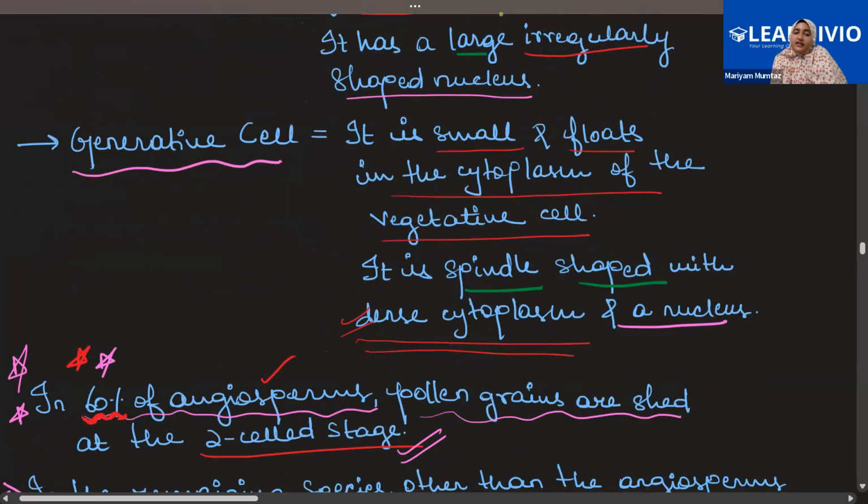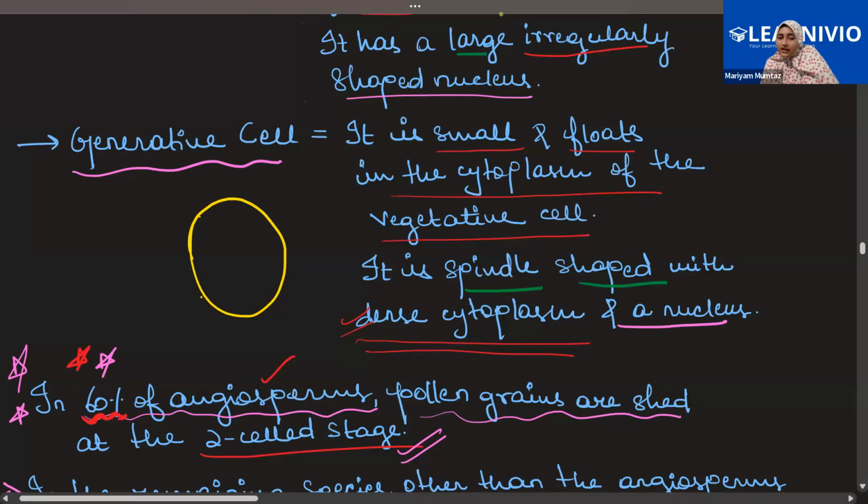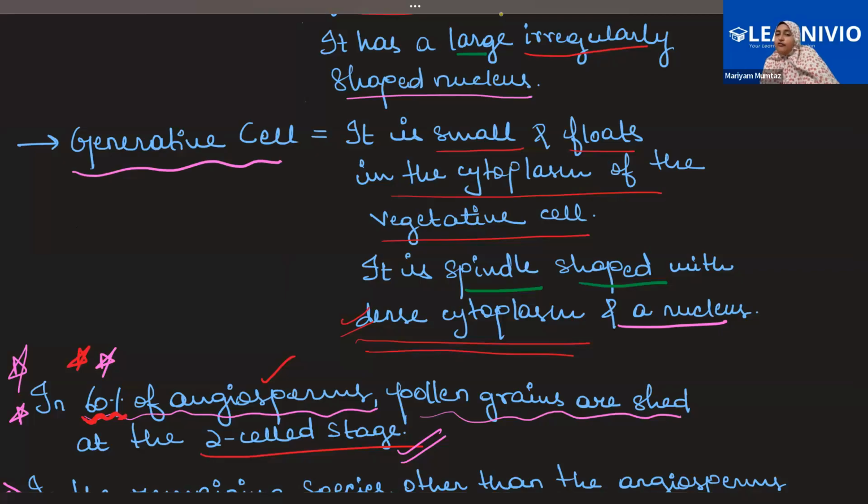Coming on to the generative cell. So the generative cell is a small cell and it floats in the cytoplasm of the vegetative cell. Imagine if this is the vegetative cell, so in it only is the generative cell. That is why we say that the generative cell floats in the cytoplasm of the vegetative cell. And it has a dense cytoplasm and a central nucleus, meaning the nucleus is central in position. Clear?